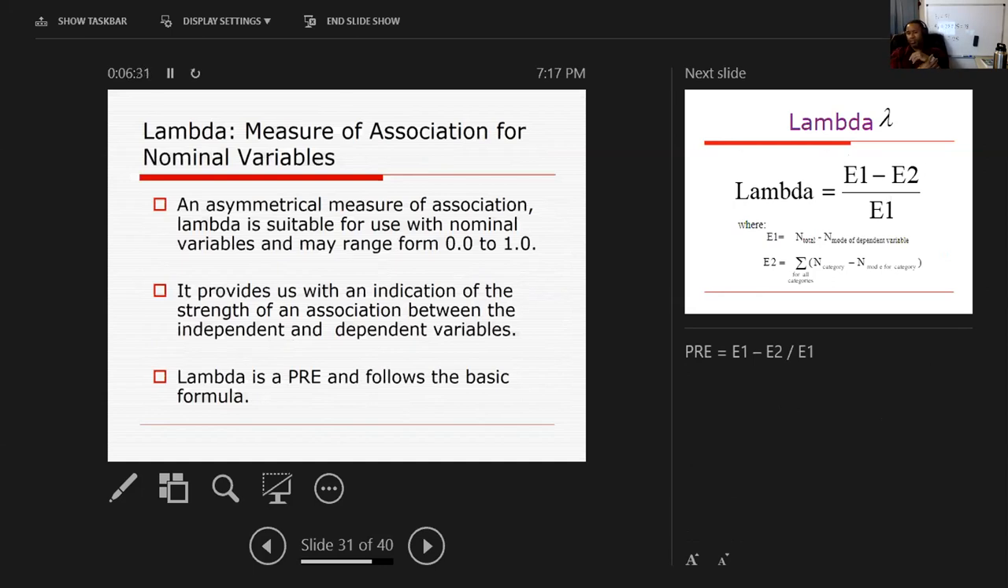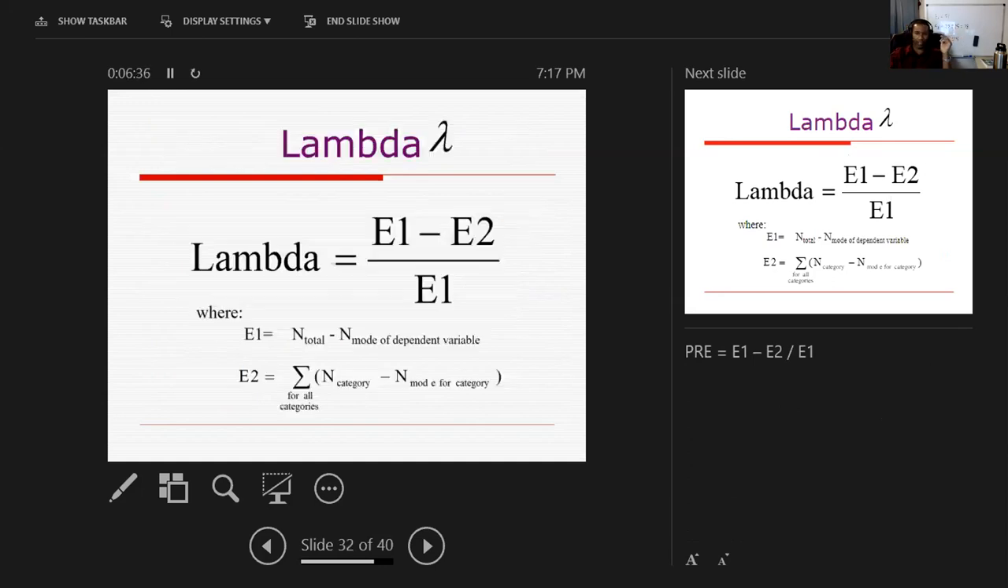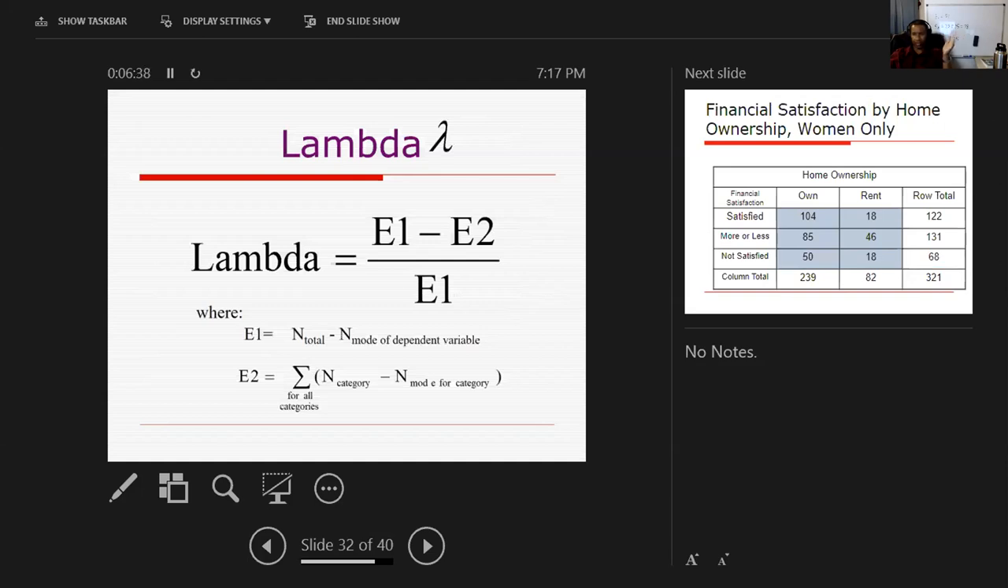Like I said, lambda is a PRE measure of association. It follows the same basic formula as the PRE that we just discussed: E1 minus E2 divided by E1. Up at the top of the screen, where you see that lambda, it looks like a really weird, kind of upside down Y. That is the mathematical notation for lambda. It's another Greek letter, so it looks something like this. That is lambda.